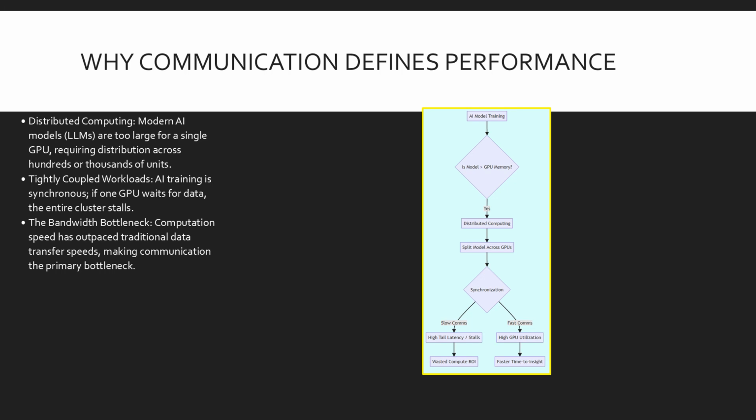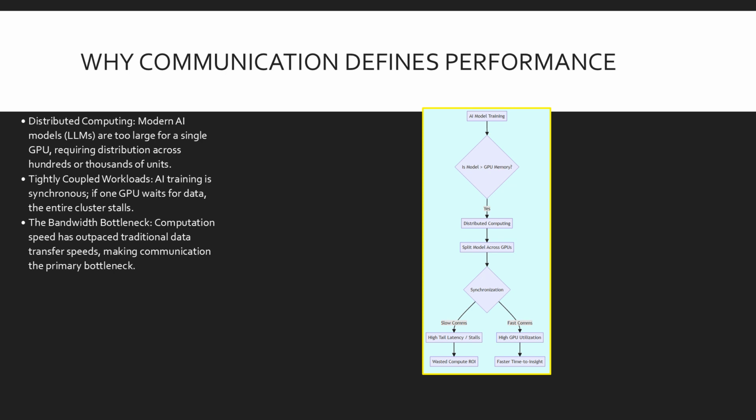Modern AI is fundamentally a distributed computing problem. We are no longer training models on a single card, we are splitting massive large language models across thousands of GPUs. In this environment, the workload is tightly coupled, meaning all GPUs must synchronize their calculations constantly. If GPU A is waiting for data from GPU B, the entire training process halts. This wait time is what we call tail latency. Because GPU computation speeds have skyrocketed, the network, the pipe moving data between them, has become the new bottleneck. Therefore, the speed at which GPUs communicate now defines the total performance of the AI factory.